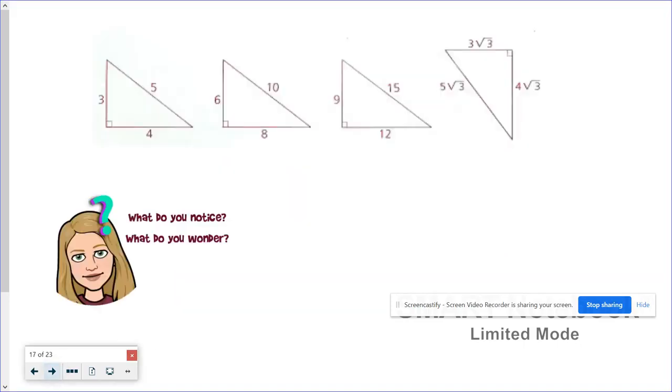So check it out. Here we have three triangles. We have a 3, 4, 5, a 6, 8, 10, a 9, 12, 15, and a 3 root 3, 4 root 3, 5 root 3 triangle. What do you notice? What do you wonder?